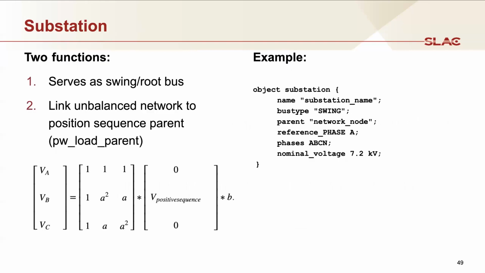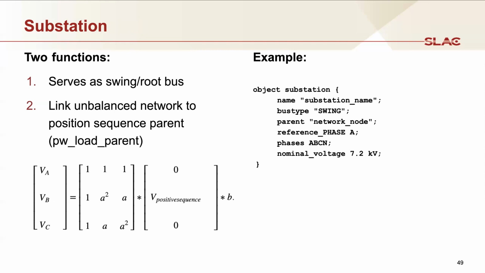All right, so for substations, the substation object really does two things. One is it generally serves as a swing bus or the root bus for a forward-back sweep. You don't have to use a substation. You can just set up, for example, a node on the primary side of the feeder transformer, the load tap changer, and not implement the substation.